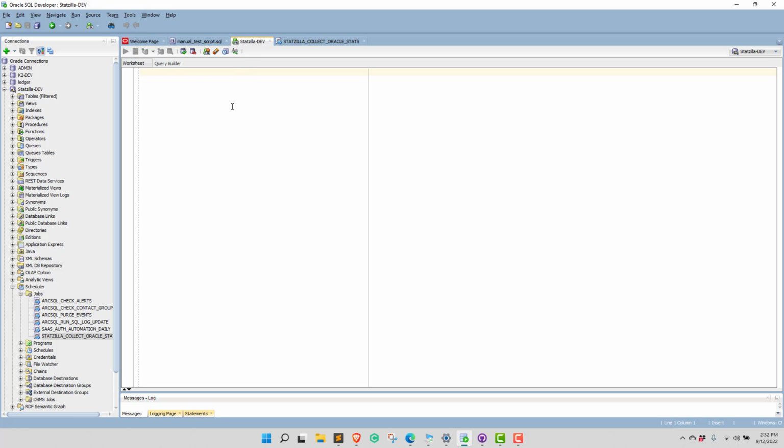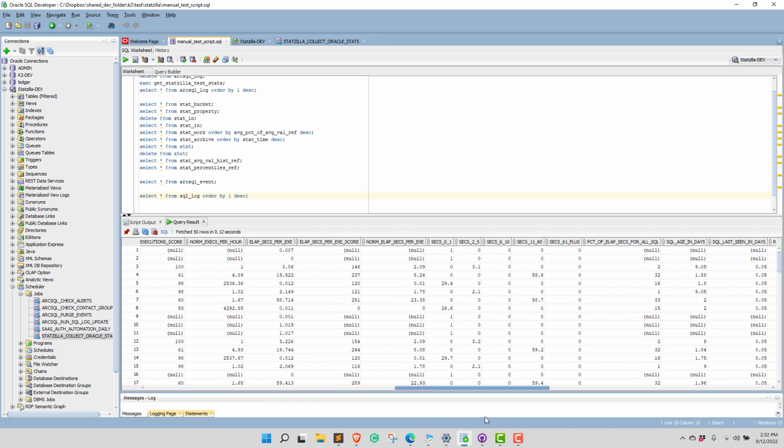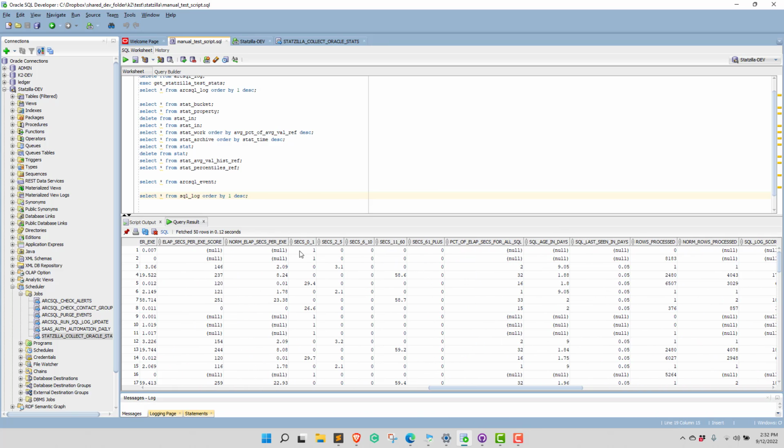So I took a quick look in SQL log here, ordered by most recent SQL, and looked at these columns right here. This keeps a kind of a histogram, a total number of seconds that the SQL elapsed in a certain range. I don't think I have too many that are executing. Yeah, this one.